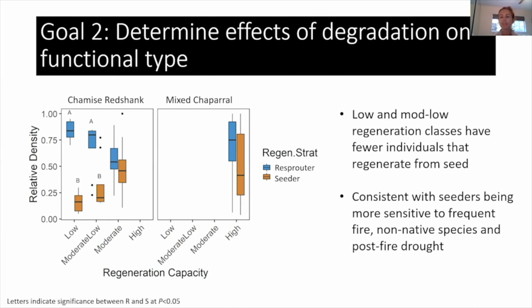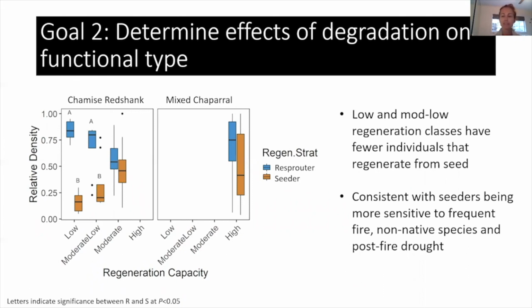And so remember that the field sampling was not fully factorial, so plots were not established in every regeneration category for all vegetation types. But nonetheless, we found that functional type, resprouters and cedars, varied with regeneration capacity, such that low and moderate low classes had fewer cedars than resprouters. So you notice that the orange bars are much lower than the blue bars, while the moderate class for chamise chaparral and the high class for mixed chaparral had a more equitable density of these two fire response types.